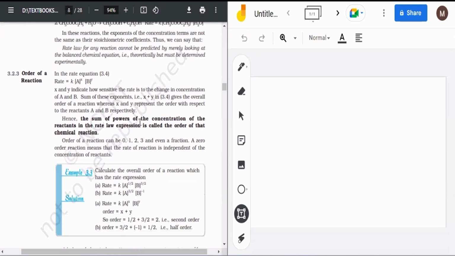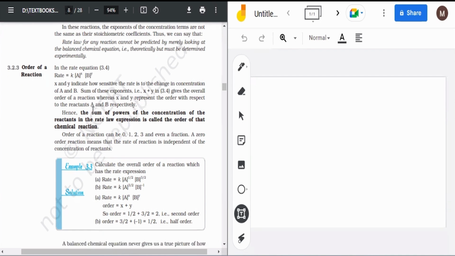Hence, the sum of powers of the concentration of the reactants in the rate law expression is called the order of the chemical reaction. मतलब x plus y का जो sum आएगा उसको अपन लोग बोलते हैं reaction का order. This is also important. You will be given the reaction and you will be asked to tell the order. So you have to just add the powers of A and B given in the rate law. So x plus y is the order of the respective chemical reaction.